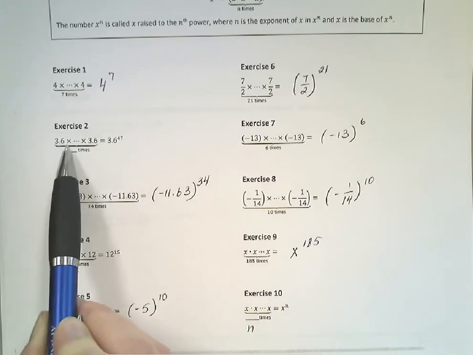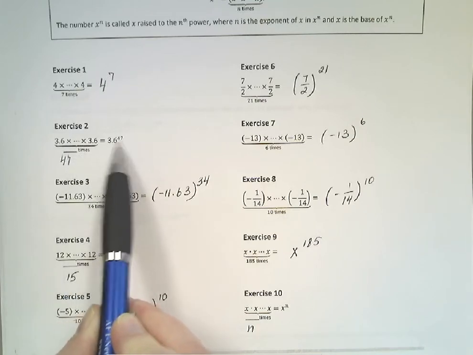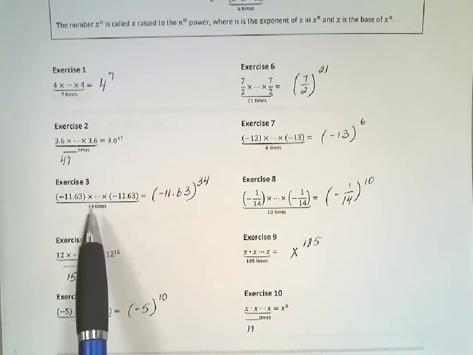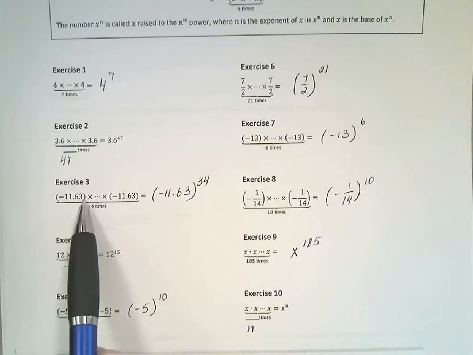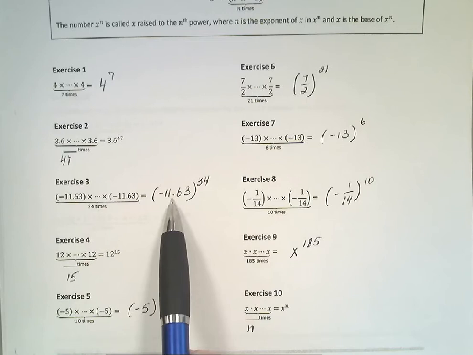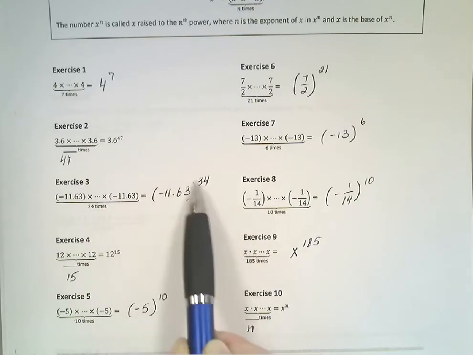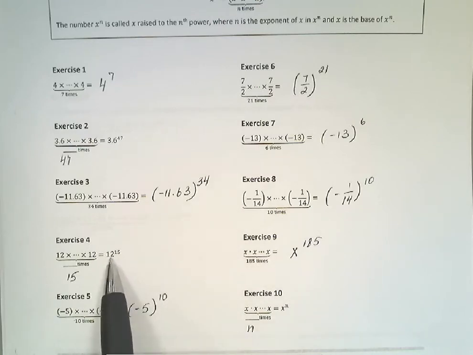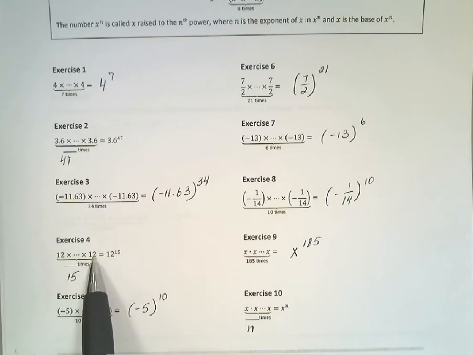Exercise 2. 3 and 6 tenths multiplied by itself 47 times is 3 and 6 tenths to the power of 47. In exercise 3, negative 11 and 63 hundredths multiplied by itself 34 times is negative 11 and 63 hundredths to the 34th power, with parentheses around negative 11 and 63 hundredths. Number 4, 12 to the 15th is 12 multiplied by itself 15 times. Exercise 5, negative 5 multiplied by itself 10 times is negative 5 to the 10th power. Make sure to put parentheses around negative 5.